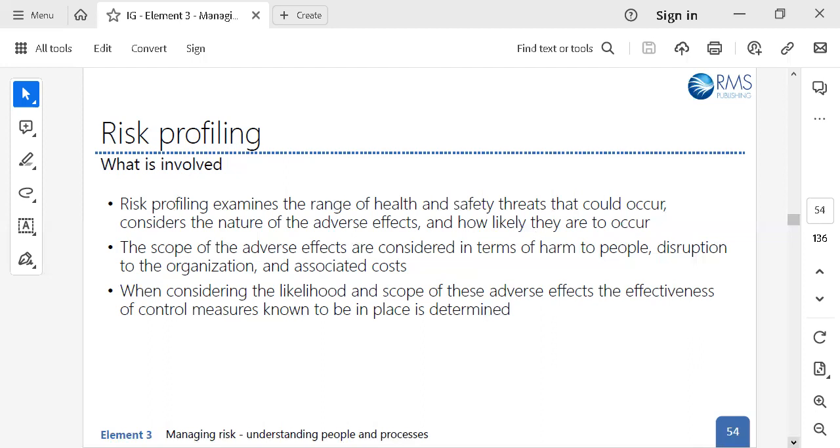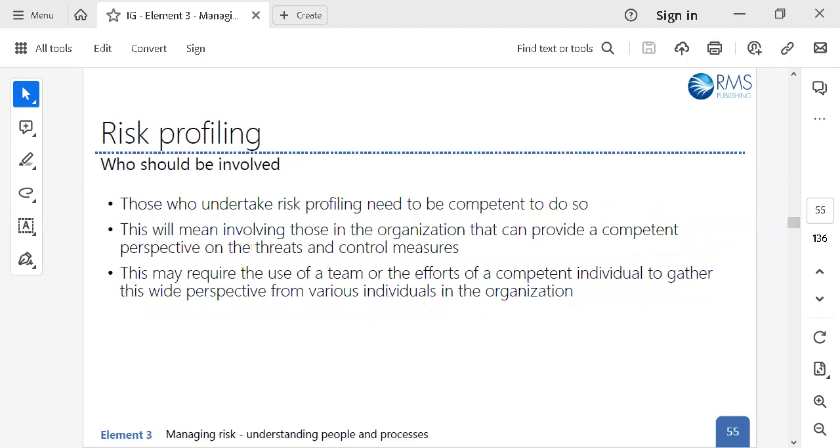Then what is involved? Risk profiling examines the range of health and safety threats. We already studied this. So who should be involved in risk profiling? Those who undertake risk profiling need to be competent to do so. This will mean involving those in the organization who can provide a competent perspective on the threats and control measures. This may require the use of a team or the efforts of competent individuals to gather this wide perspective from various individuals in the organization.